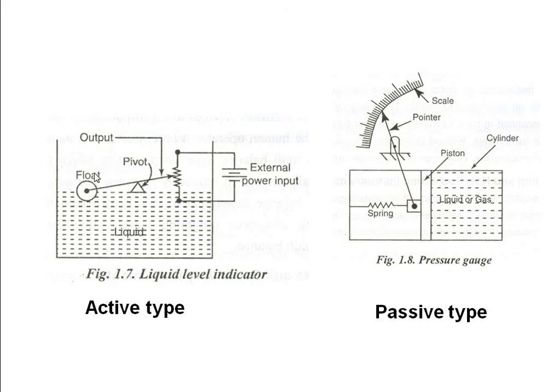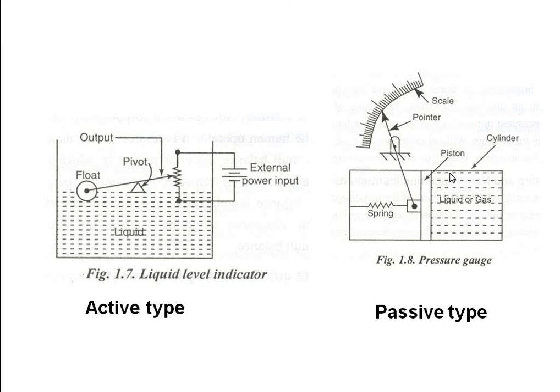So this float is used to find the level of the liquid, but this in turn is going to activate the external power input, and finally the output reading will be shown to tell us what is the level of the liquid.